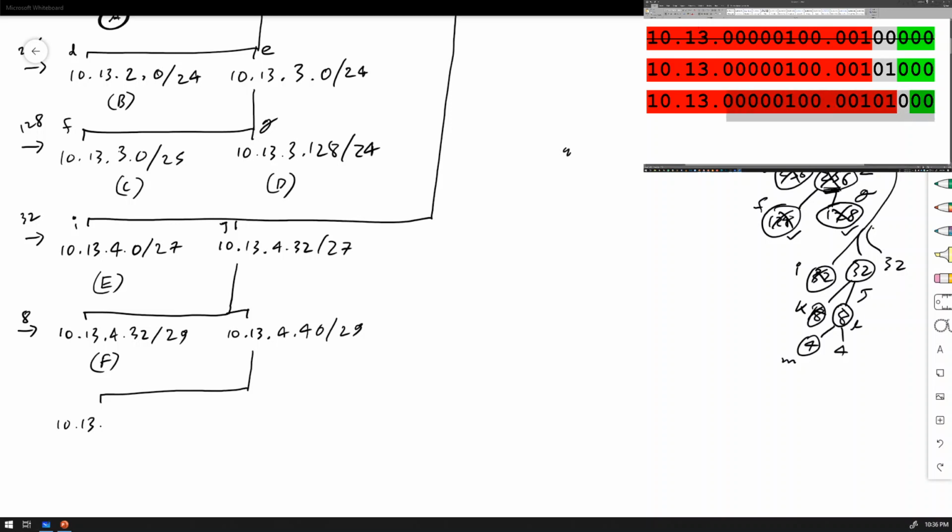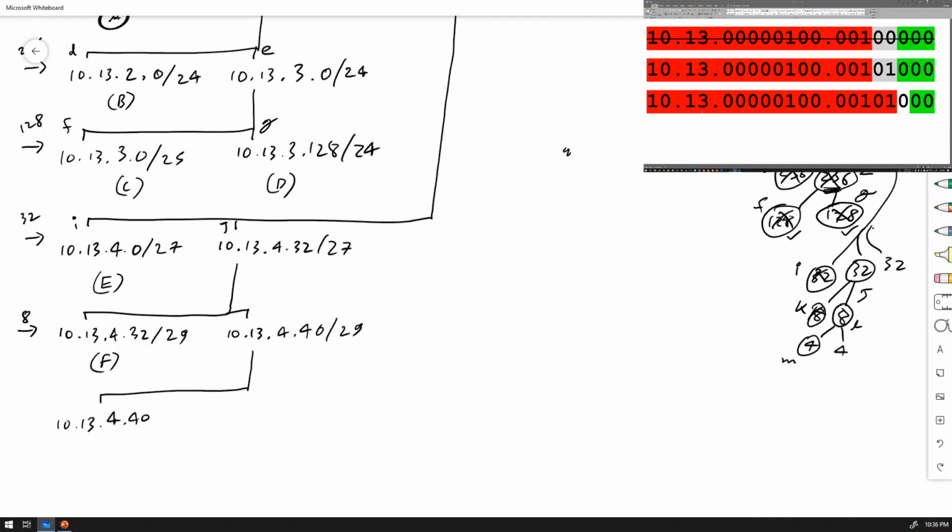So our first combination is this one. Let's see. So this combination suggests the IP address is 10.13.4.40 slash 30, and I'll give this to G. So this is used up. And oh, I forgot number J, K, L, M. So M, and then there is N now, which is this one, N.